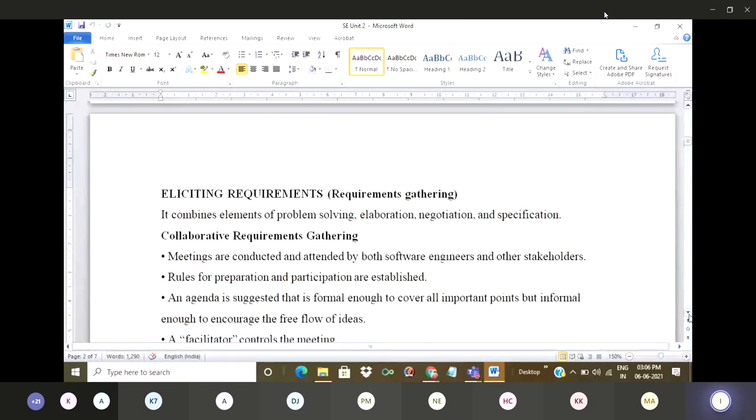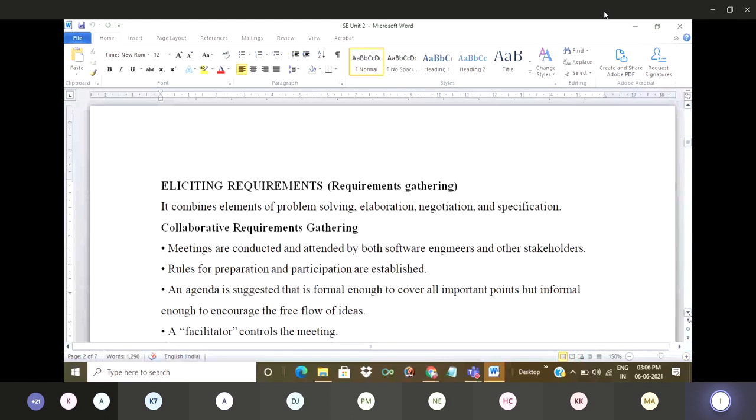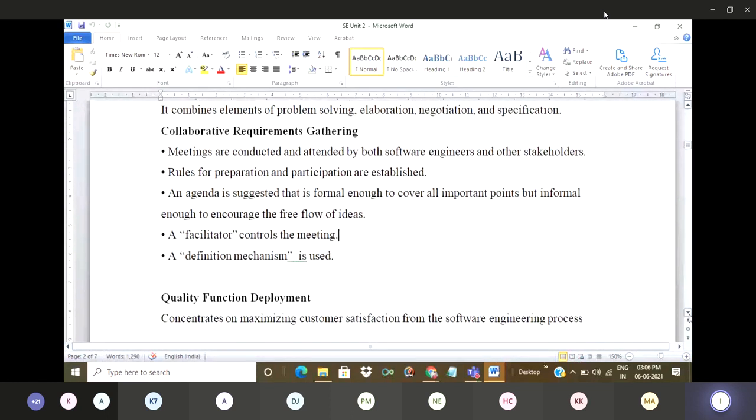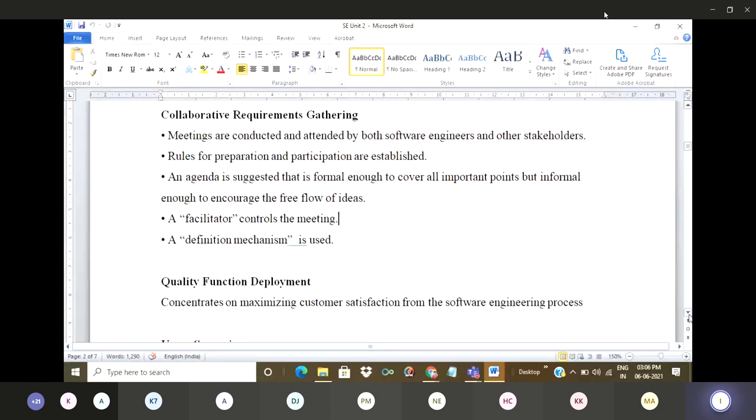So next is rules for preparation and participation established, and an agenda is suggested that is formal enough to cover all the important points, but informal enough to encourage free flow of ideas. Then the facilitator controls the meeting. The one who is the host of the meeting has control of the meeting.